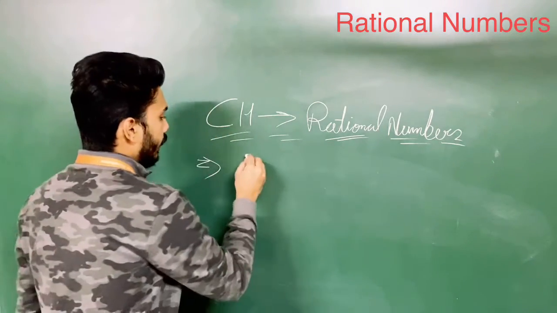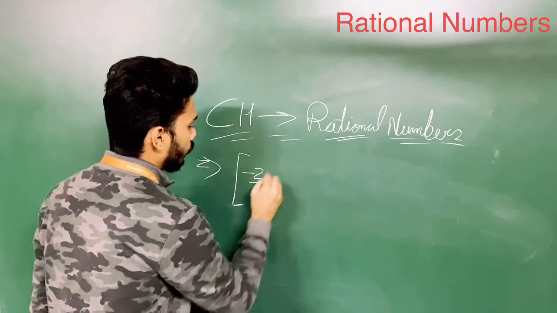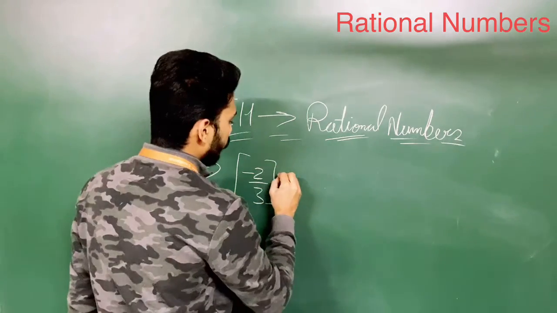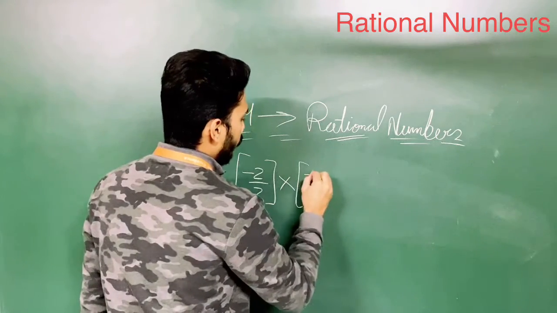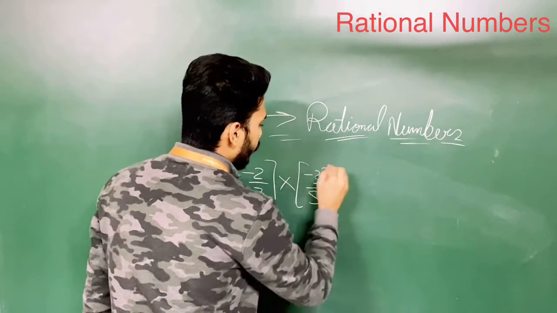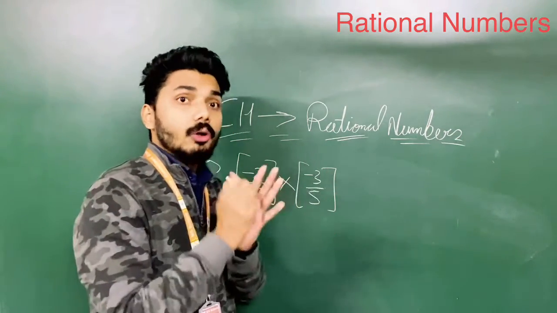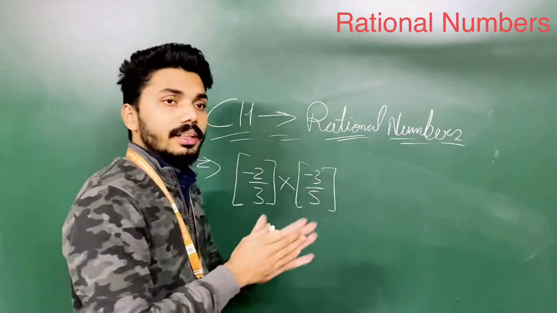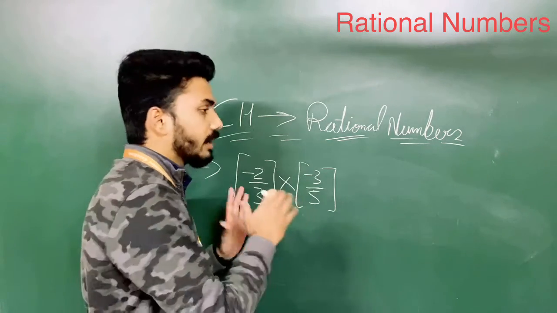Let's find out. Suppose you get a sum like minus 2 upon 3 in brackets, there is a multiplication sign over there, and there is given minus 3 upon 5. So how can you do this kind of sum? In our last video I have already discussed these sums, but this time I am going to give you more examples, so the topic will be clear for you.